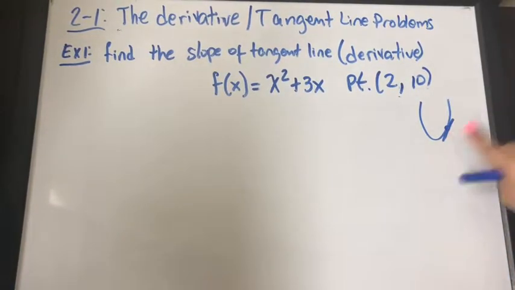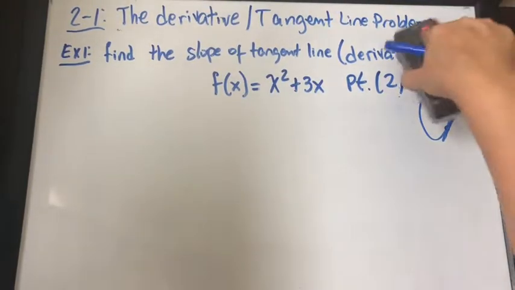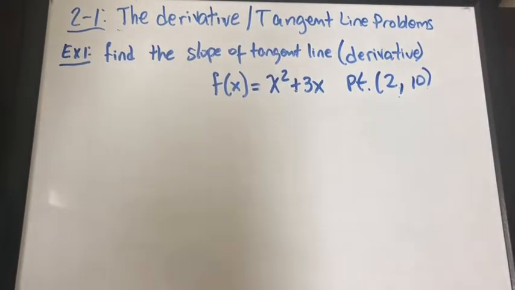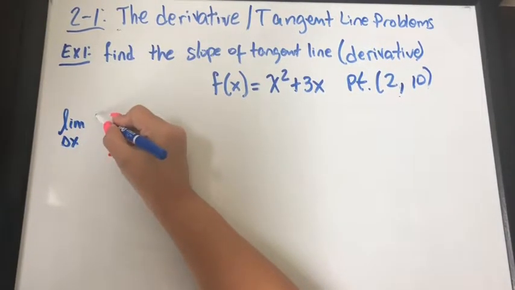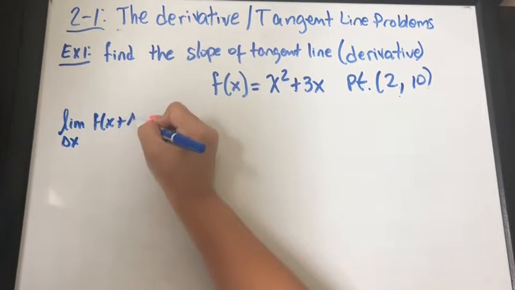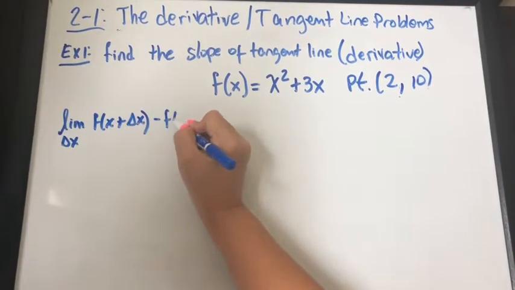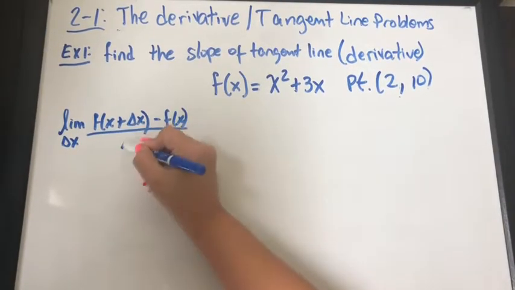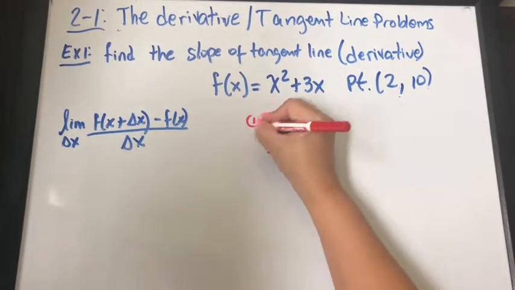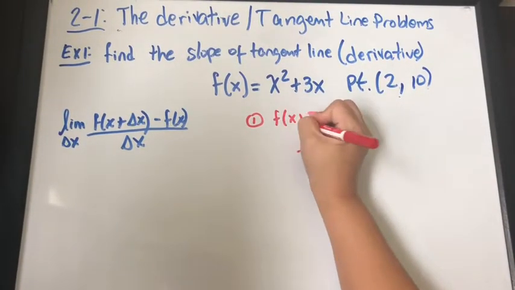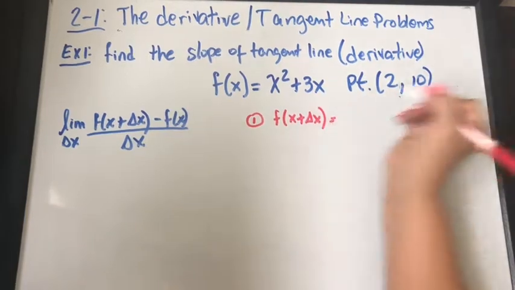So what I'm going to do is find the slope, or the derivative, with that long formula we have, which again, we're going to have to write here. The limit as delta x approaches 0 of f of x plus delta x minus f of x, over delta x, okay? All right, so now let's do step number 1. Let's go ahead and find our f of x plus delta x according to this function.